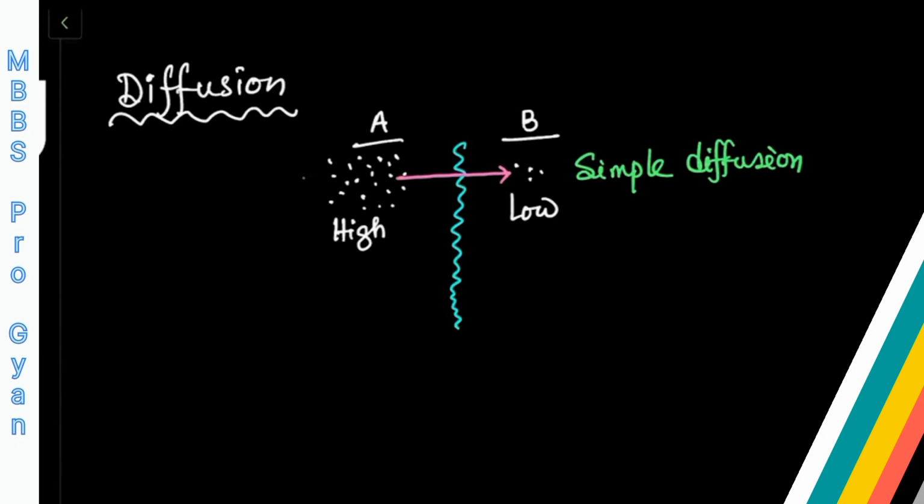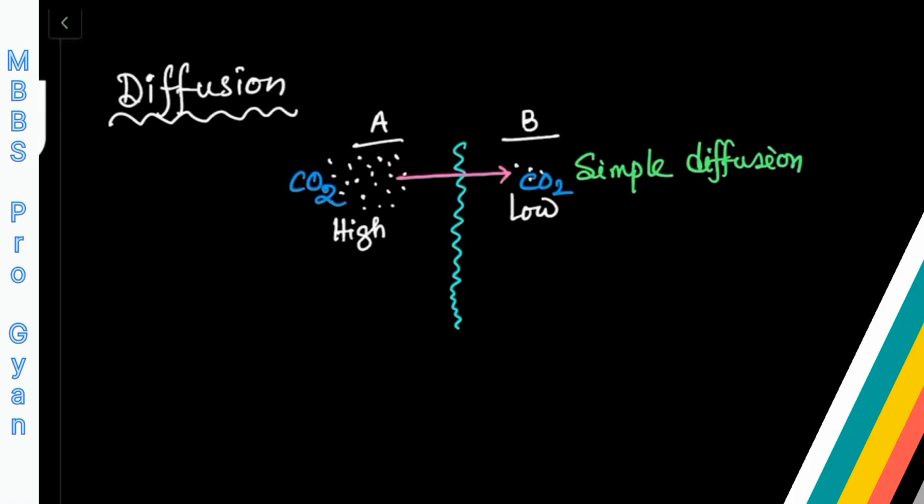The first thing that we have discussed: suppose this molecule is nothing but carbon dioxide gas. Carbon dioxide is transported from high to low concentration without the help of a carrier protein or a channel protein, because it's a gaseous molecule. So this is simple diffusion.